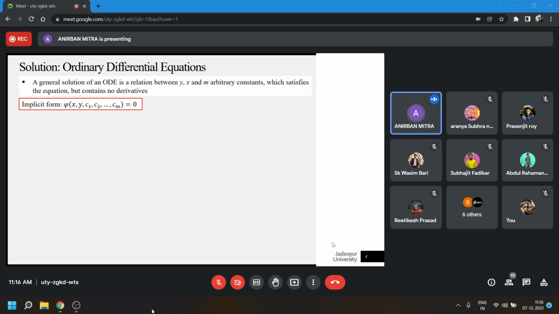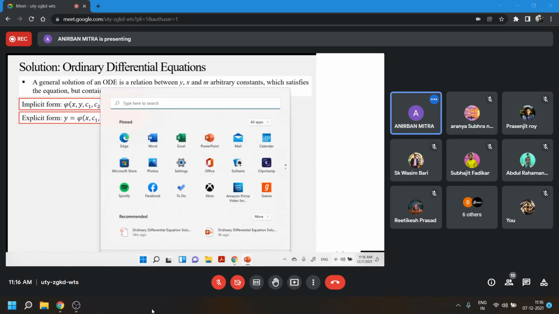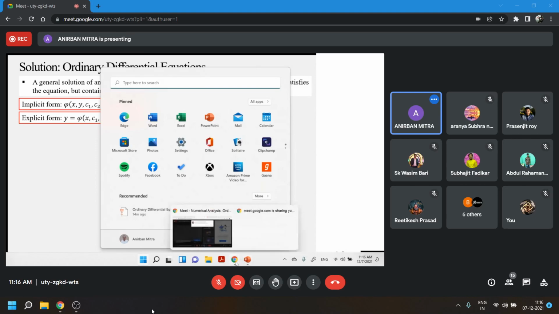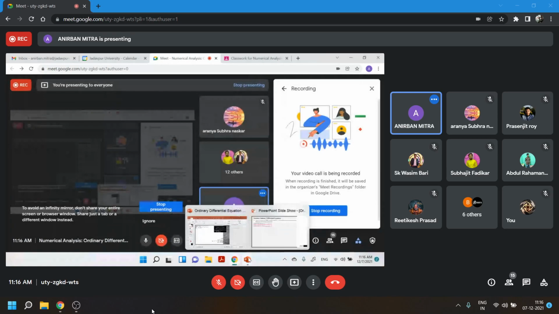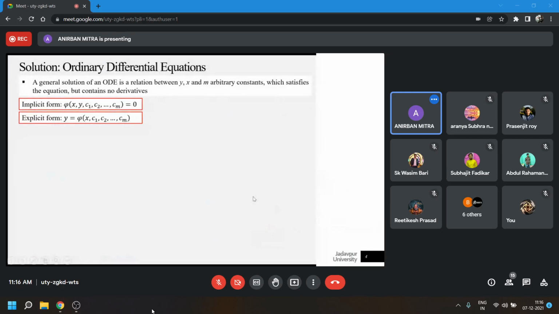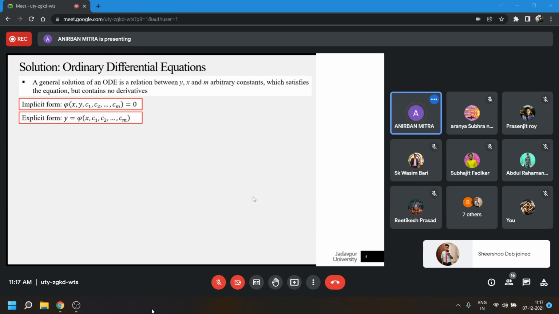The solution could be in two different forms. One is implicit form and the other one is explicit form. As I was saying, the ordinary differential equations can have its solution in two different forms.